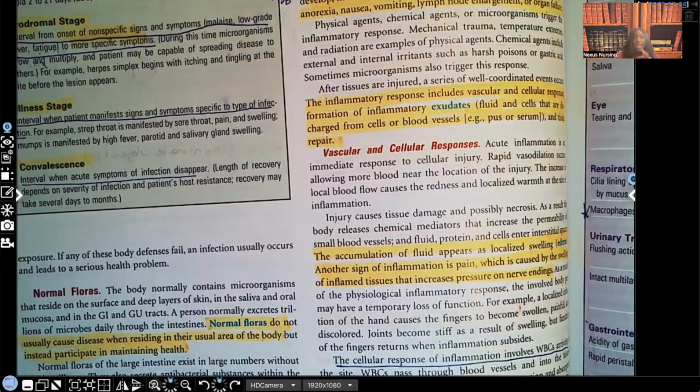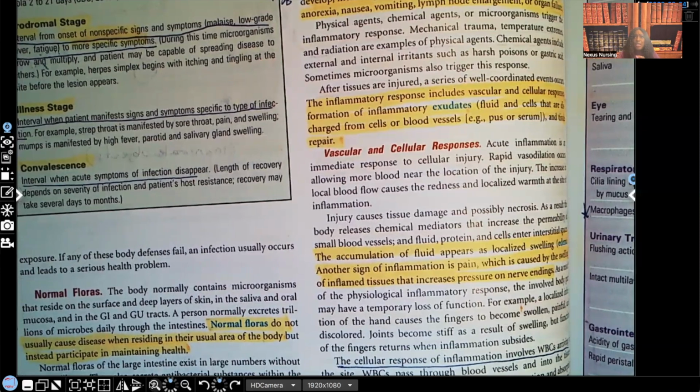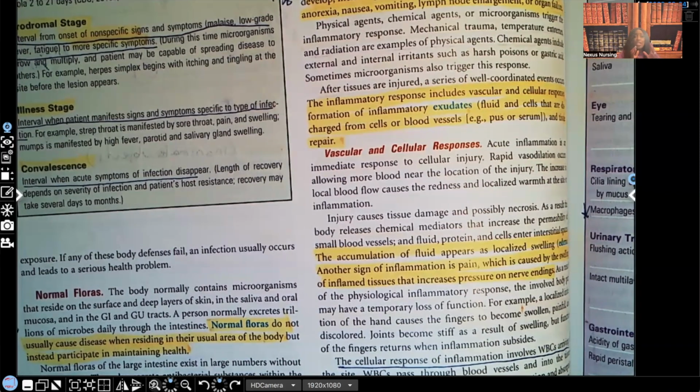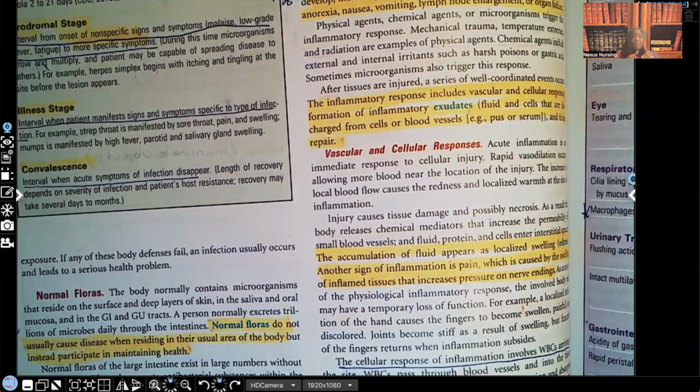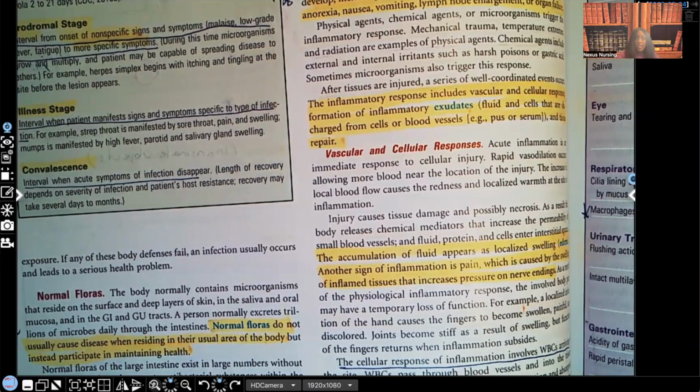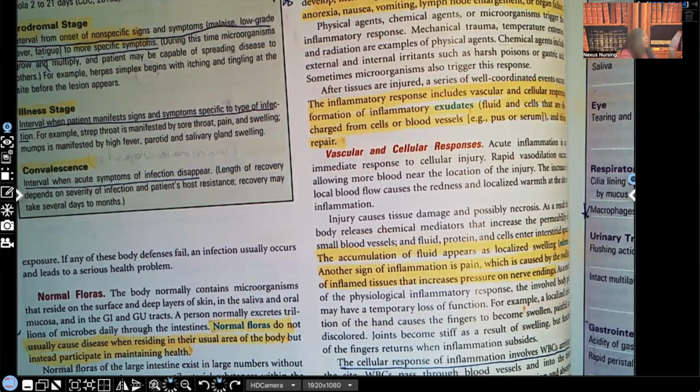All of that fluid, all of that blood, all of those electrolytes, everything rushing to that one area, what do you think is going to happen to that tissue? That tissue is going to stretch. That tissue is going to put pressure on the nerves, and that pressure on the nerves is what's going to cause the patient to have pain. Let's keep going.